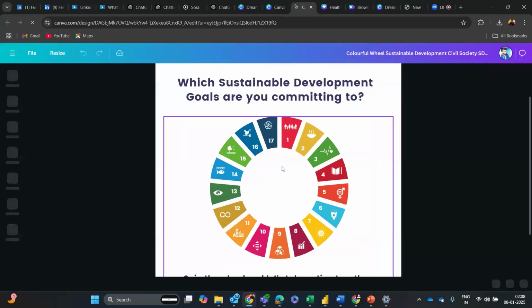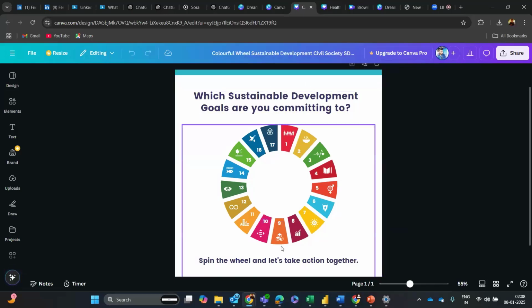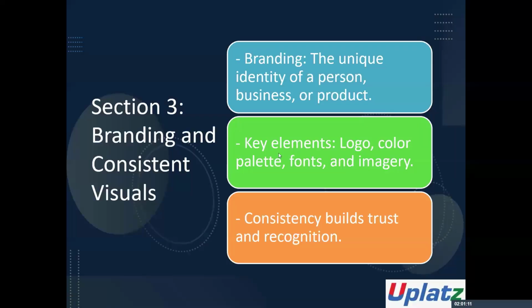This is not pro. So, which sustainable development goals are you committed to? As you can see, this post is amazing because it gives a spin option and all these colors are intended and marked accordingly. So this is what we can understand. Section 3 consists of branding and consistent values, where we talk about all the unique elements which comprise a brand and which make a brand unique.